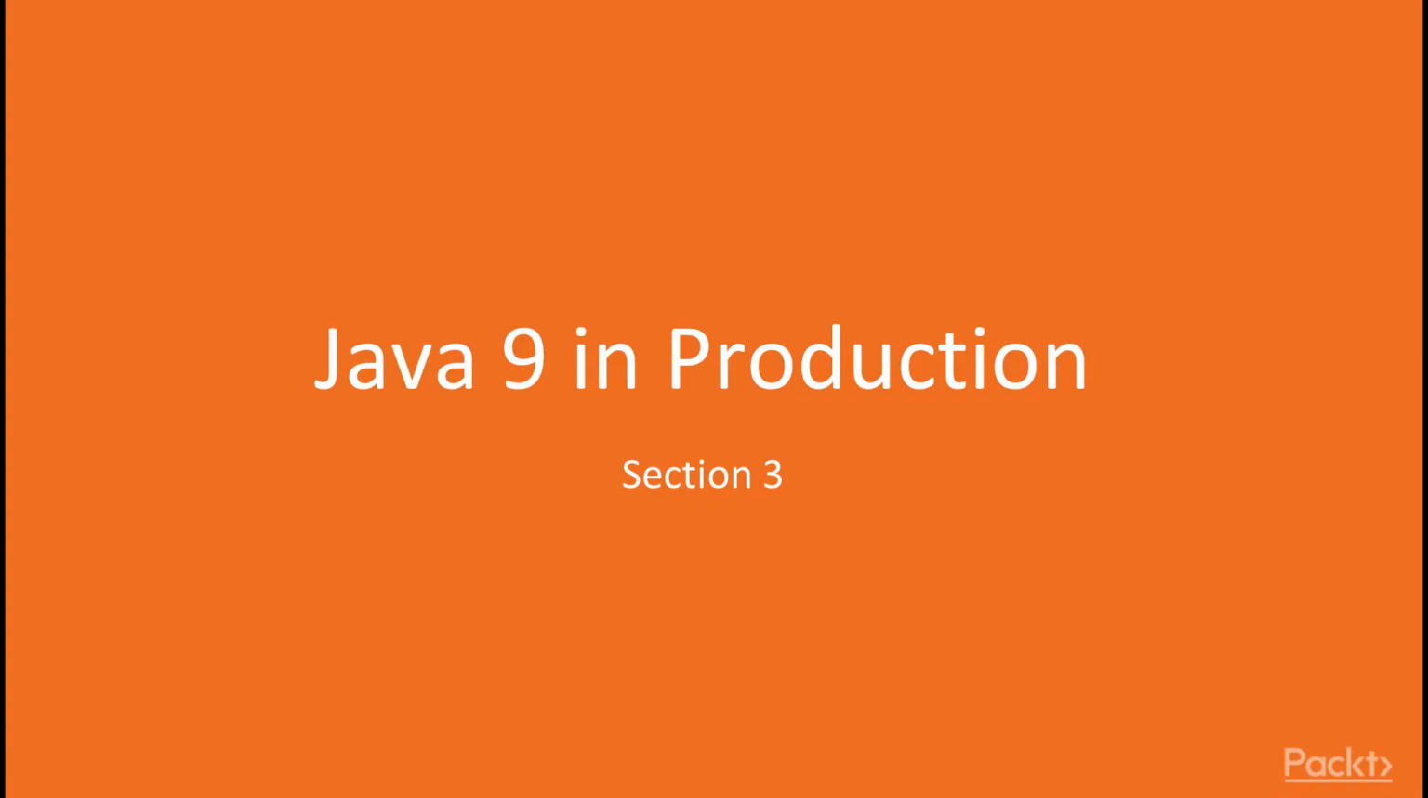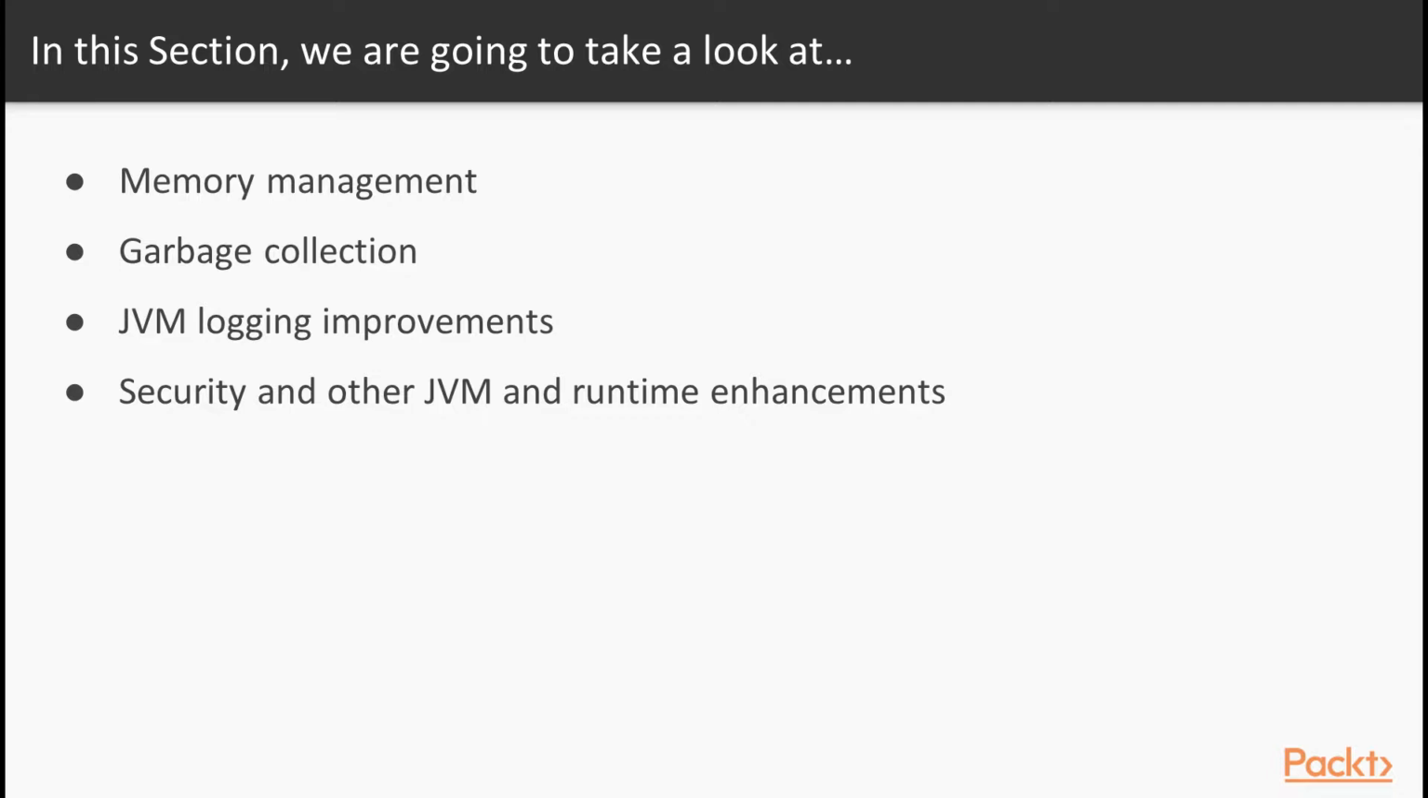In this section, we will look at Java 9 features which help using Java 9 in production. In this section, we will learn about memory management and garbage collection in Java 9, describe different logging systems, and finally review the security and other JVM and runtime enhancements.